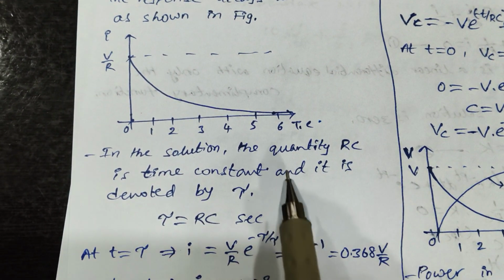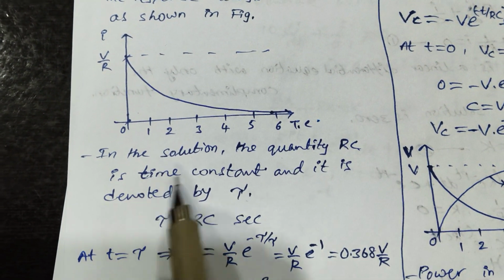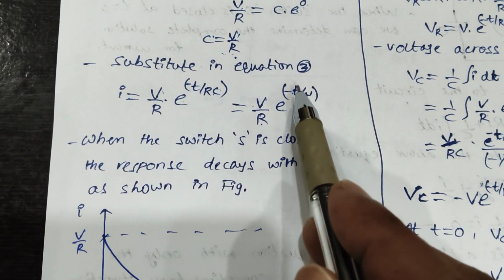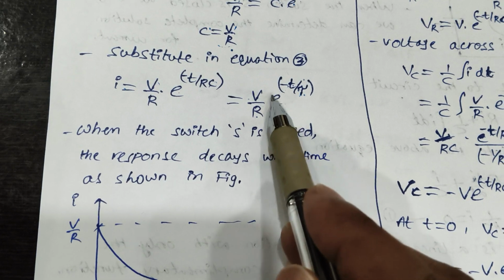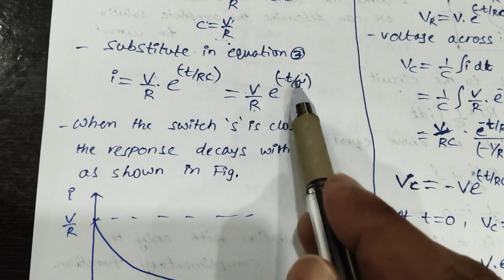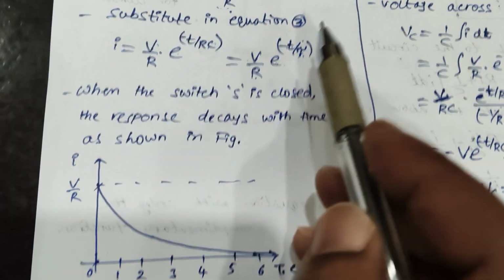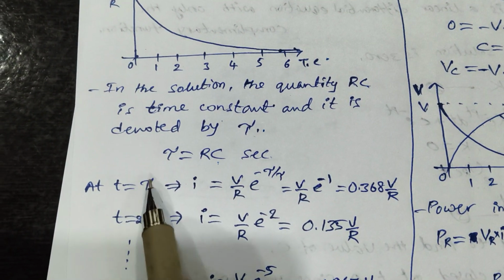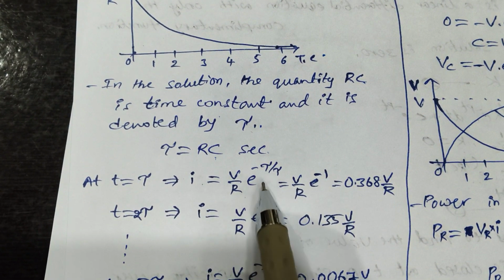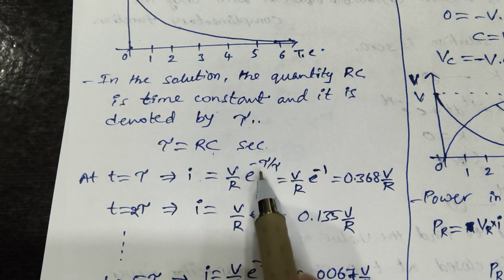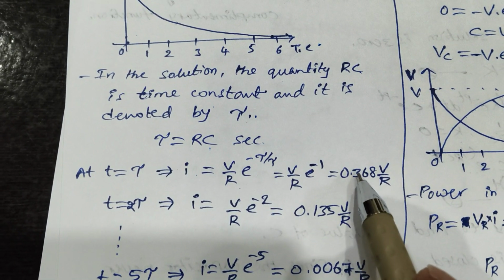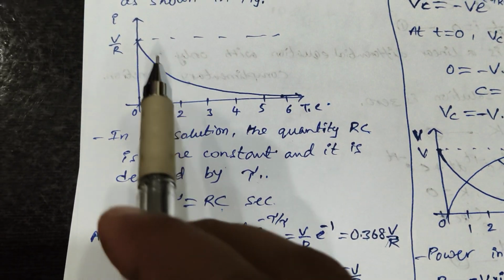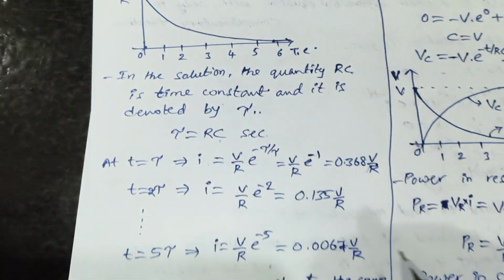The quantity RC is the time constant and it is denoted by tau, because by replacing t with RC, the power of e will become 1. That's why it is called a time constant. So tau can be replaced with RC seconds. At t is equal to 1 tau, the current will become V by R into e power minus 1 tau by tau, which is equal to e power minus 1. So you will get 36.8% of V by R.